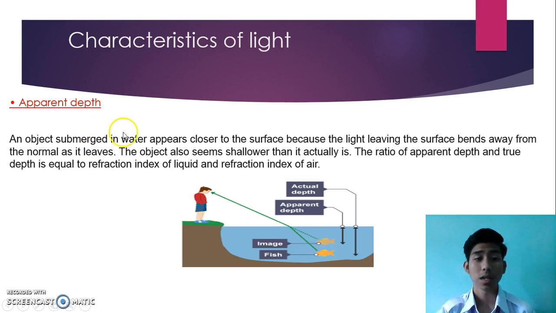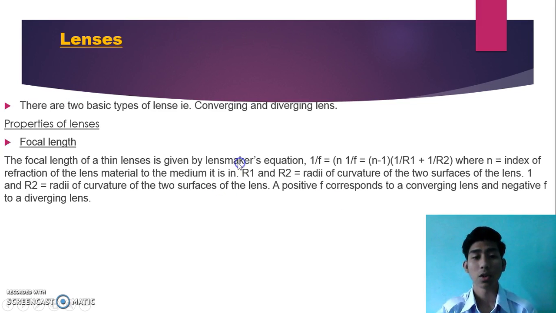Characteristics of light. Apparent depth. An object submerged in water appears closer to the surface because the light leaving the surface bends away from the normal as it leaves. The object also seems shallower than it actually is. The ratio of apparent depth to true depth is equal to the refractive index of air over the refractive index of the liquid.